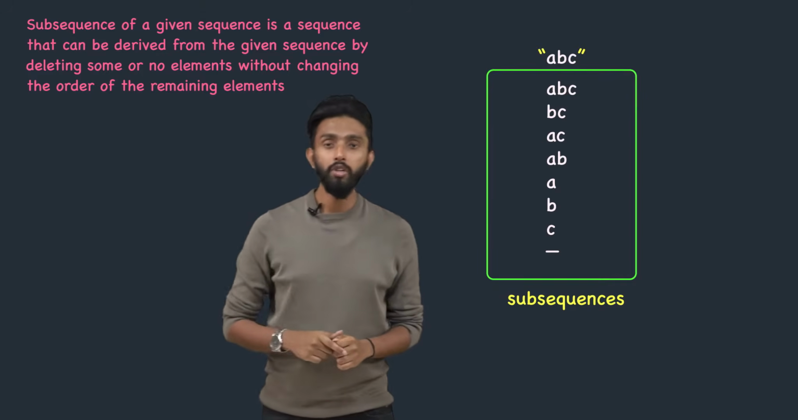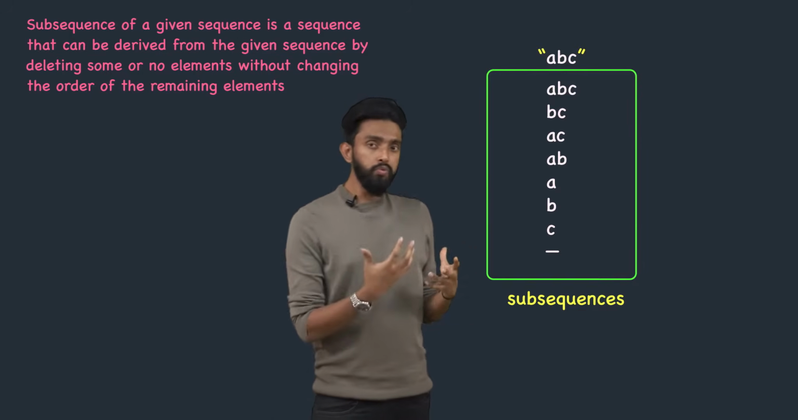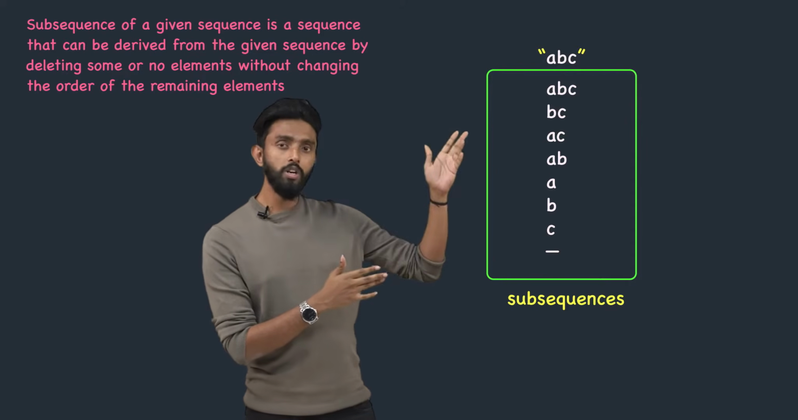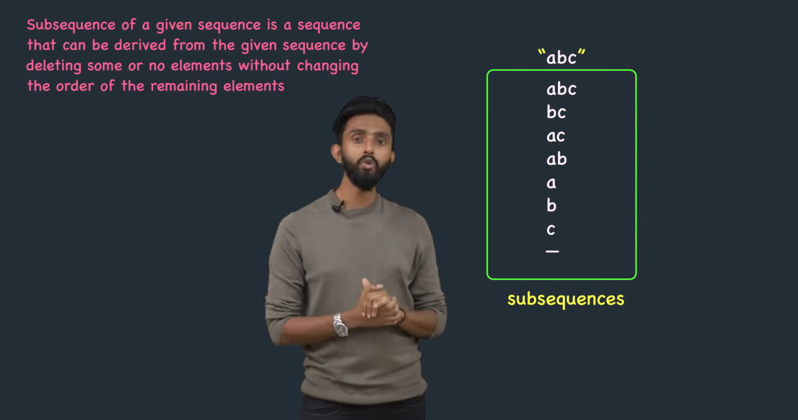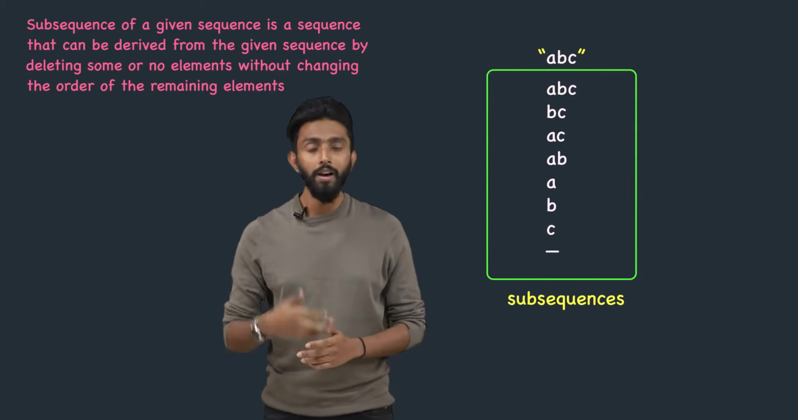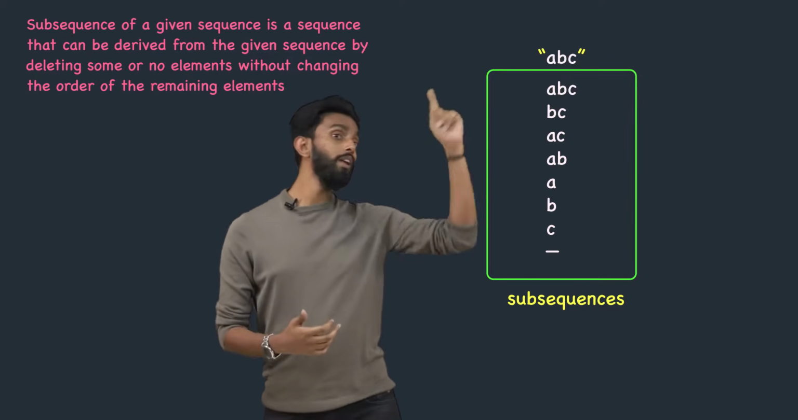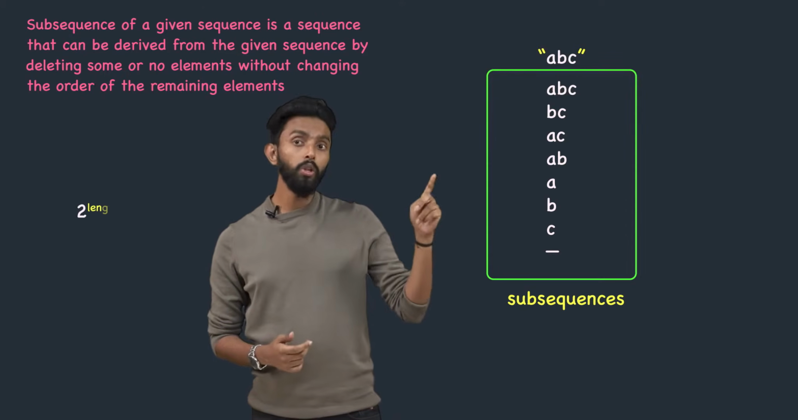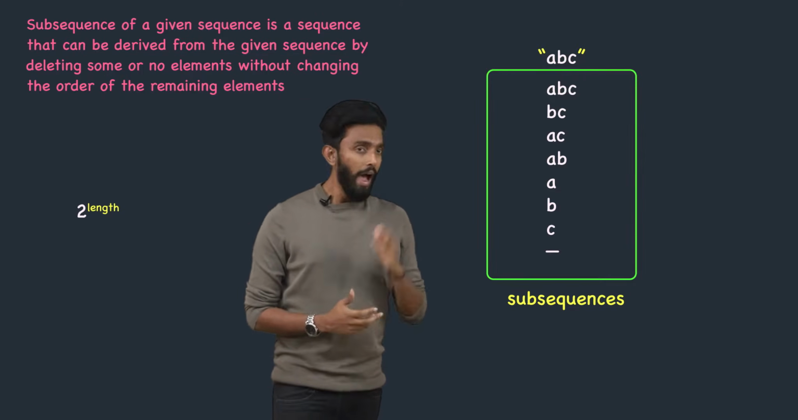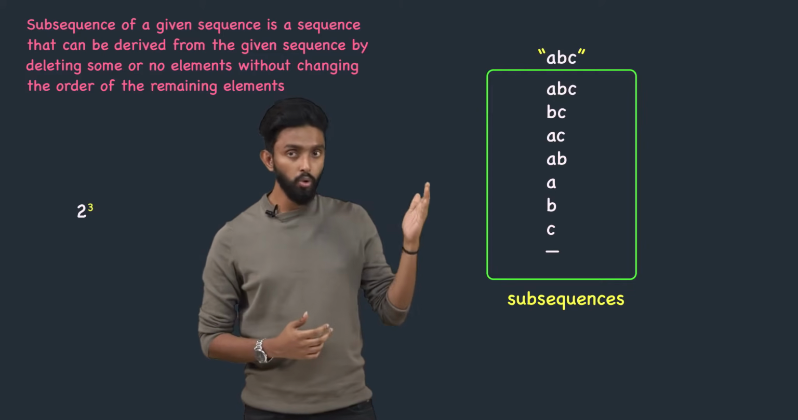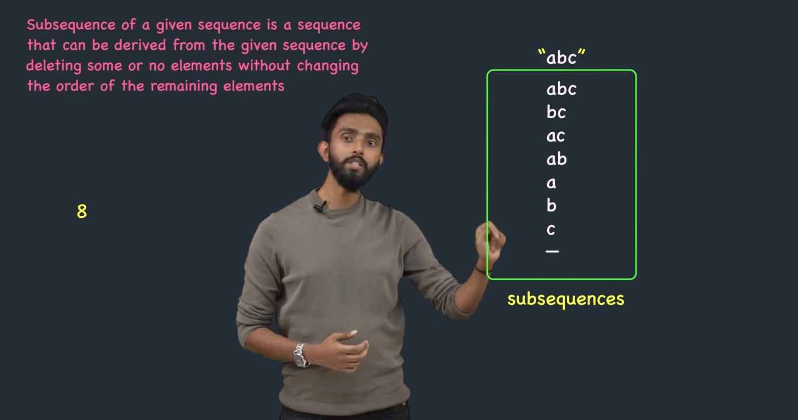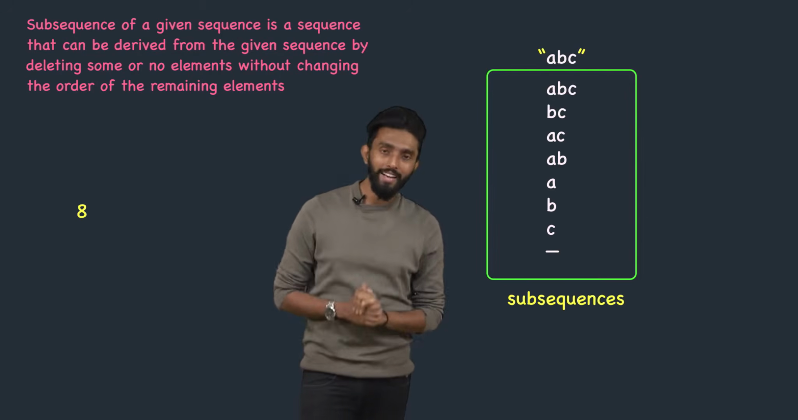Now I hope the definition makes sense. Just for you to know, I am giving you this information: if given a string, you want to know how many subsequences could be there, there is a mathematical formula expressed in terms of the length of the given string. The number of subsequences is equal to 2 to the power the length of the string. In this case the length is 3, so 2 to the power 3 is 8, and as you can see: 1, 2, 3, 4, 5, 6, 7, 8. Exactly 8 strings are there.